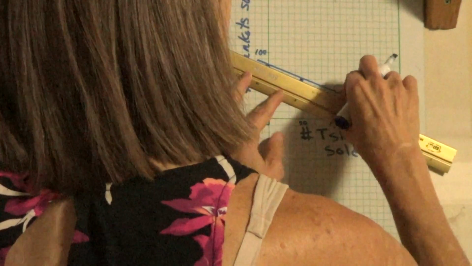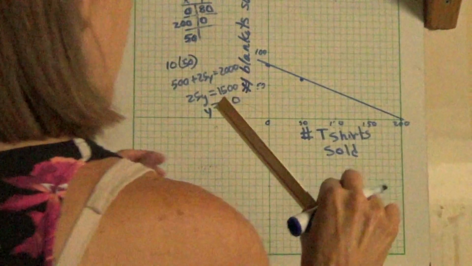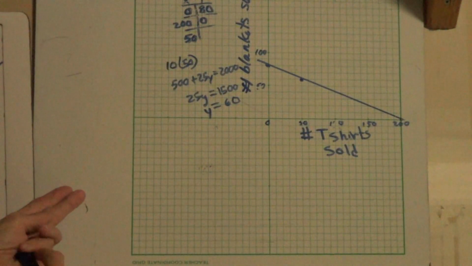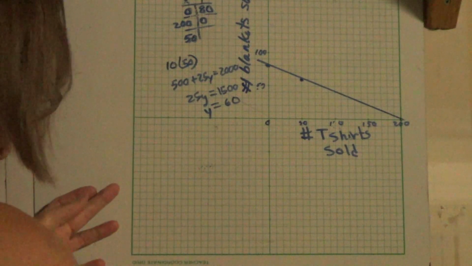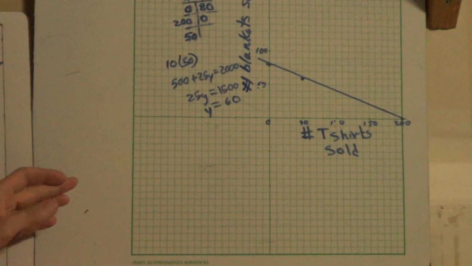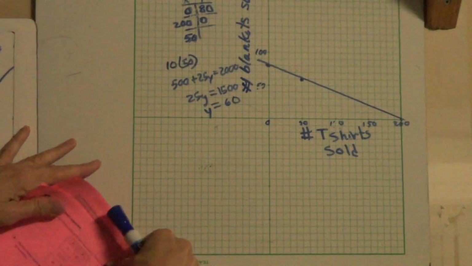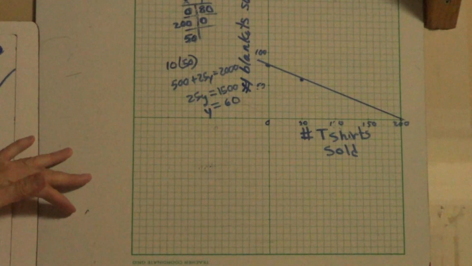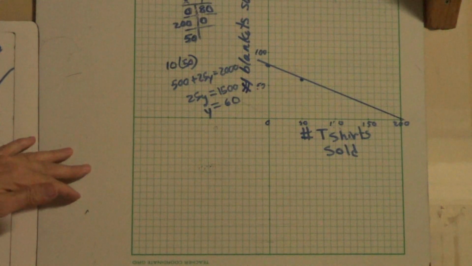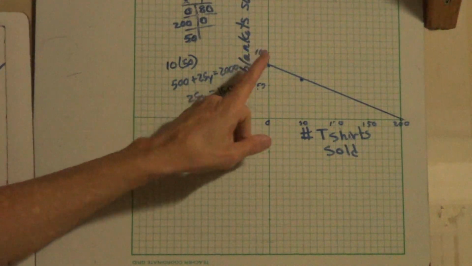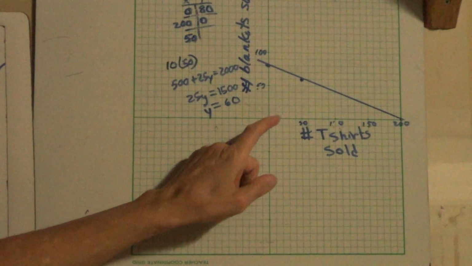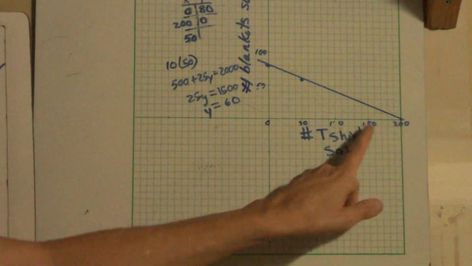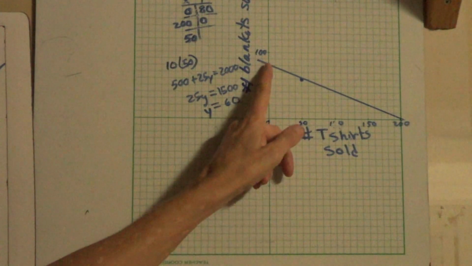So right there is our goal. That's our goal of what we want the sales to be. Okay? Now, interestingly enough though, they did tell us that, let me see if I had any other big questions. So what this is saying is that if we don't sell any blankets, we have to sell 200 t-shirts. And if we don't sell any t-shirts, then we need to sell 80 blankets.